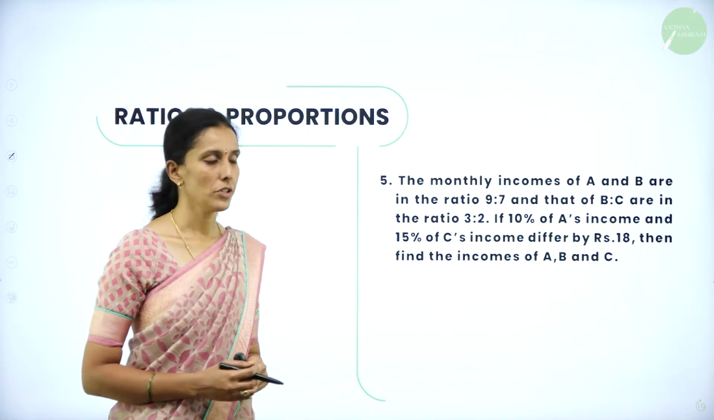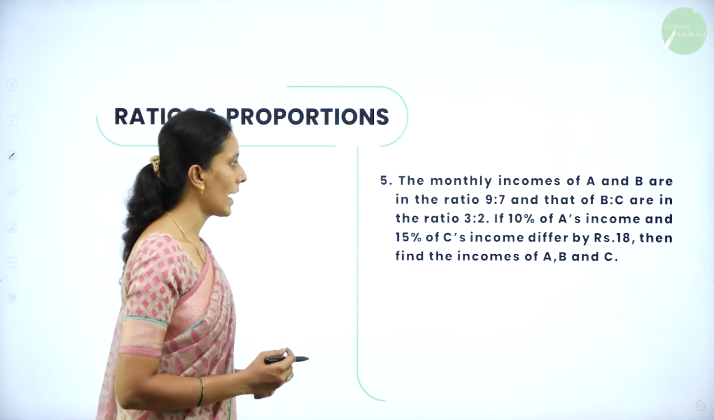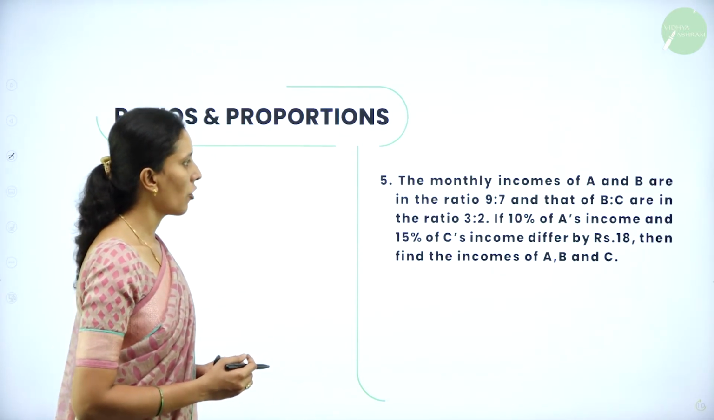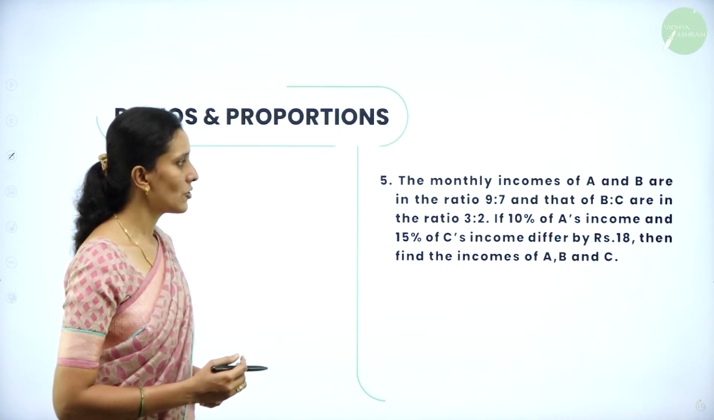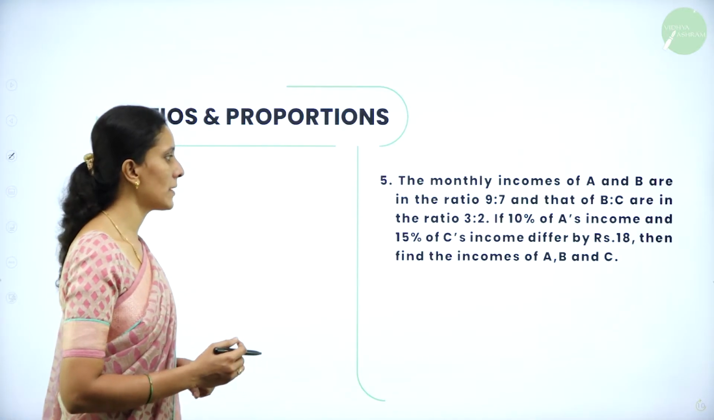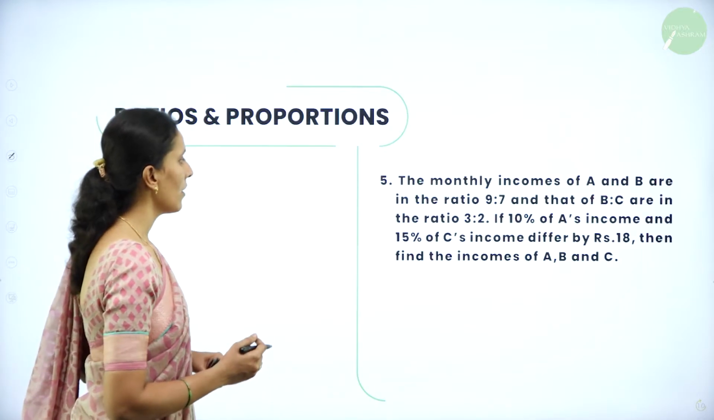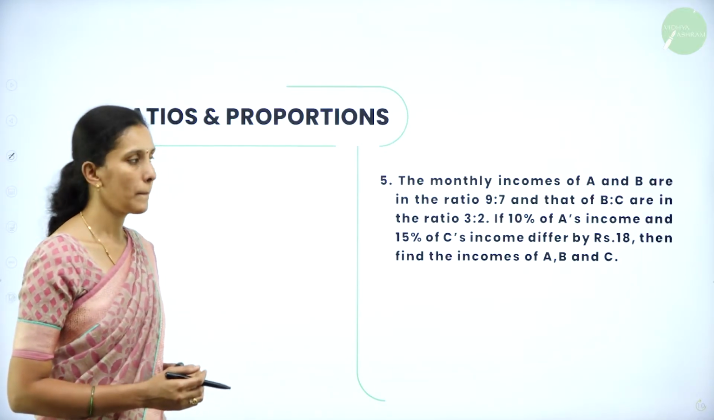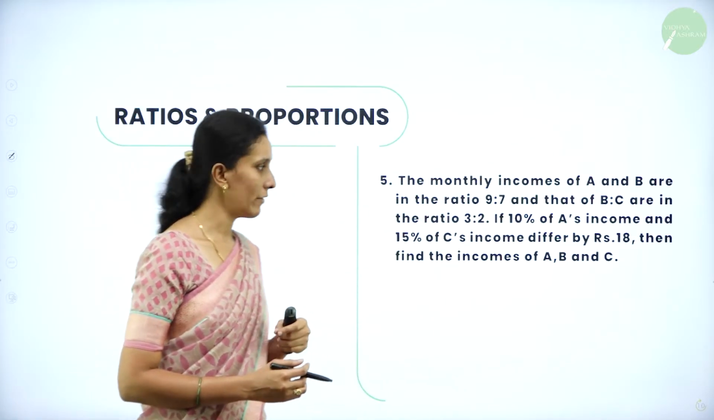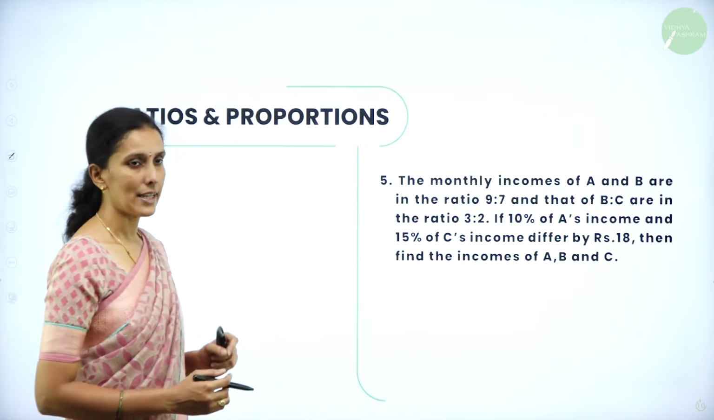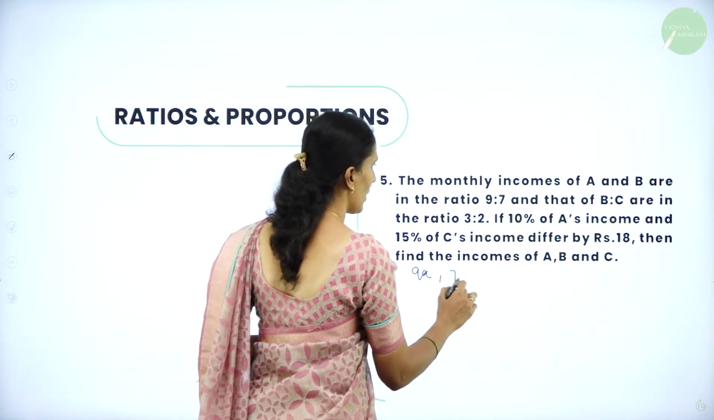So the next question, the monthly incomes of A and B are in the ratio 9:7 and that of B and C are in the ratio 3:2. If 10% of A's income and 15% of C's income differ by rupees 18, then find the incomes of A, B and C. So first, the income of A and B is given, that is 9 and 7. So let me take the incomes as 9x, 7x.